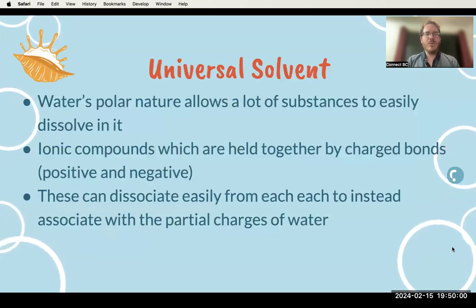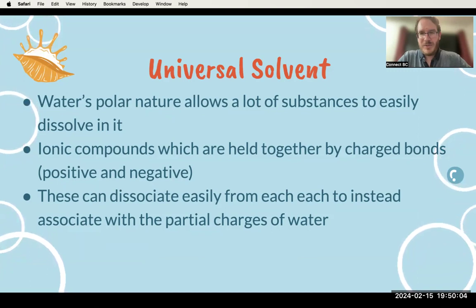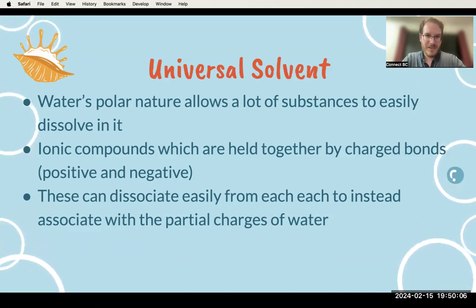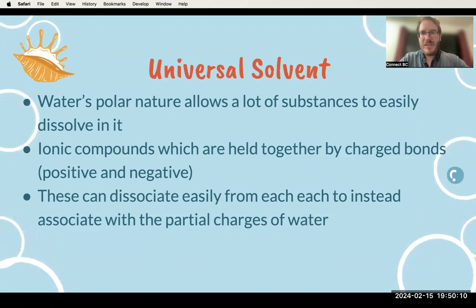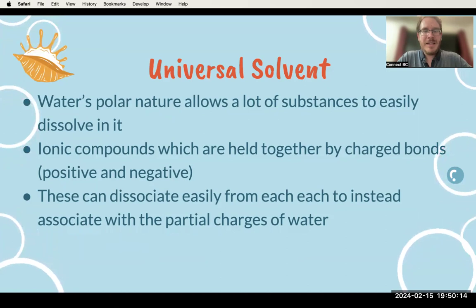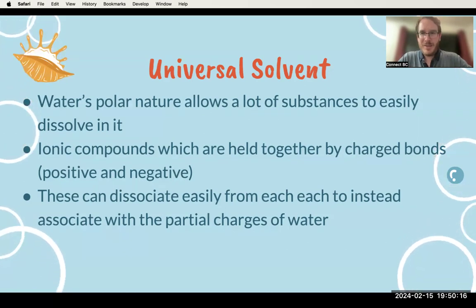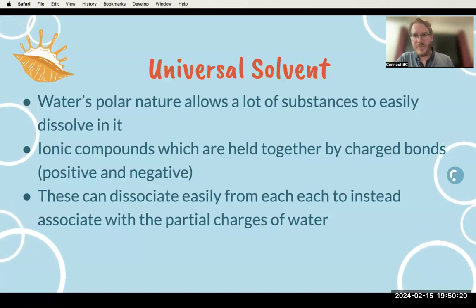All right, next one. Water is also a really handy solvent, and we call it the universal solvent because it does it all. It slices, it dices, it does everything. And so water's polar nature, so having those charges, that hydrogen bonding, those small pluses and minuses, it allows a lot of substances to easily dissolve in it. So if something can have stuff dissolved in it, we call it a solvent.